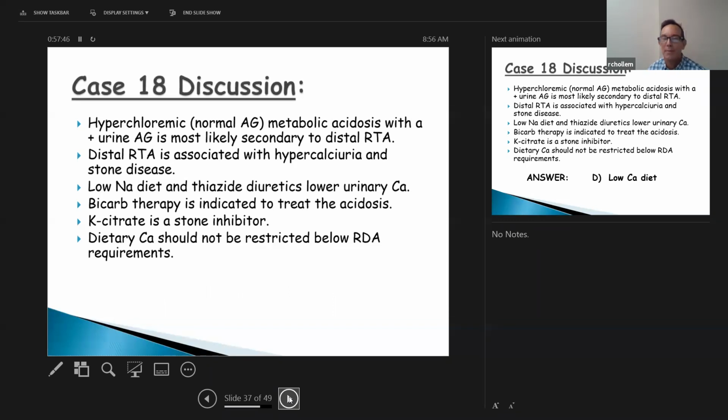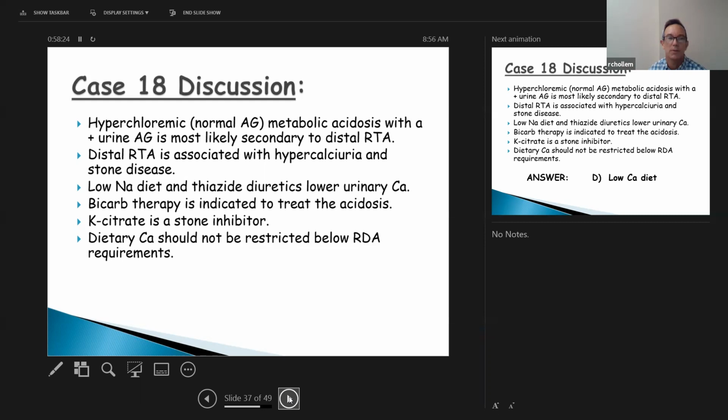All right, so a hyperchloremic normal gap metabolic acidosis with a positive urine anion gap is most likely secondary to distal RTA, which is associated with calcium issues, hypercalciuria, stones, nephrocalcinosis. We treat hypercalciuria 100% of the time with a low sodium diet, because the more salt you eat, the more calcium you excrete. So they are linked in the distal tubule, where, by the way, thiazide diuretics work. So a thiazide diuretic is a prescription medicinal way to accomplish what a low sodium diet accomplishes, okay?